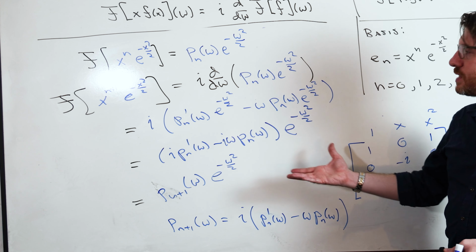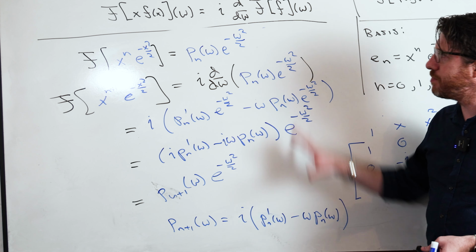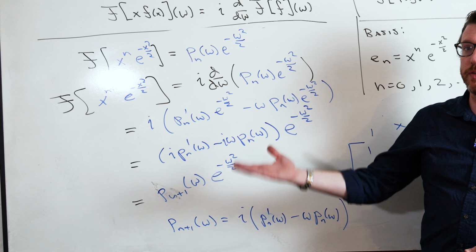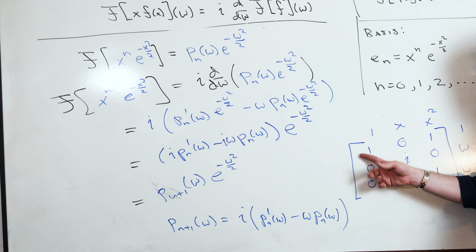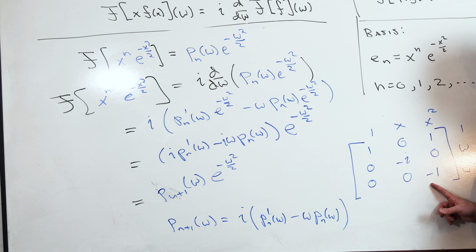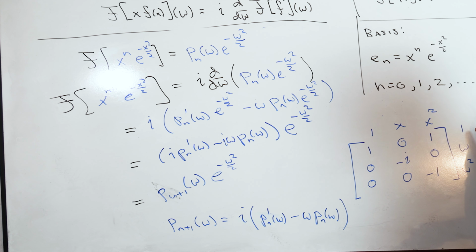Okay, so this gives us now the tools to jump into the symbolic toolbox so that we can make our matrix representations of the Fourier transform. And we know that they're all going to be upper triangular matrices, so the diagonal is going to give us these eigenvalues. And the upper triangular matrices means that polynomials of degree up to 2 map to polynomials of degree up to 2, and so on.